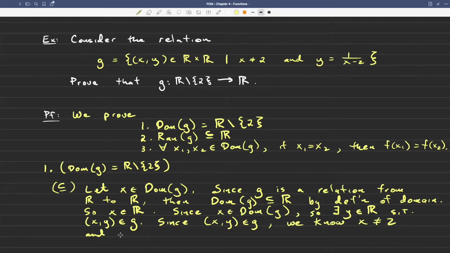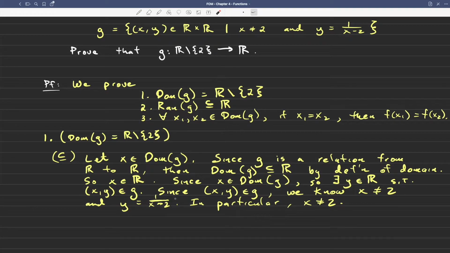And we happen to know also that Y is equal to 1 over X minus 2, although that bit's not super important right now. In particular, X does not equal 2. And so when we pay attention to the information that we have written down in the proof so far, we know that from earlier we knew X was a real number, and now we know X is not equal to 2, but that's exactly what it means for X to be in the set R minus the singleton 2. So now we have X is in the reals, and X is not equal to 2, so X is an element of the real numbers remove the singleton 2.